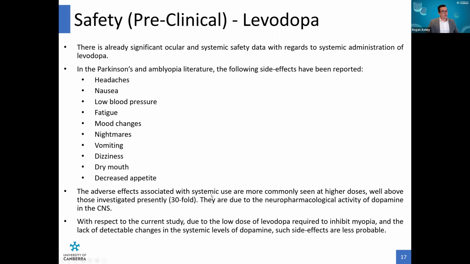The other important thing to remember is that these side effects are associated with its neuropharmacological activity at dopamine receptors within the central nervous system. With respect to our study, because we have a significantly lower dose, we have not been able to detect a change in systemic levels of levodopa or dopamine, which I'll show you in a moment. Such side effects are less probable to occur within our system.